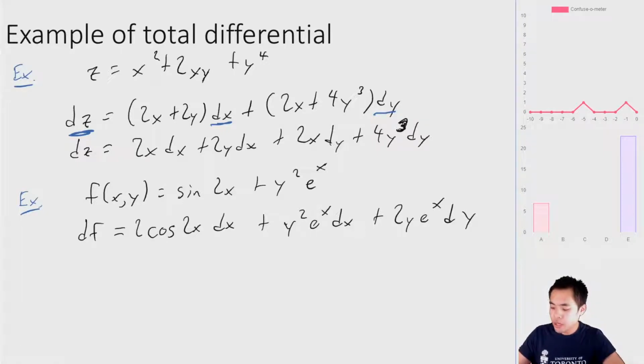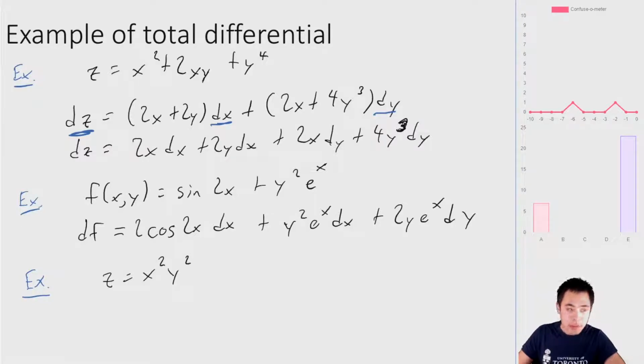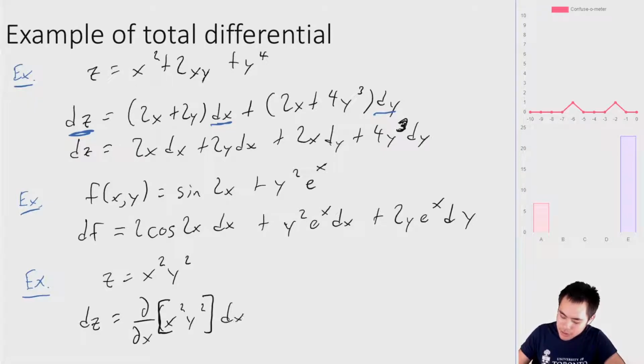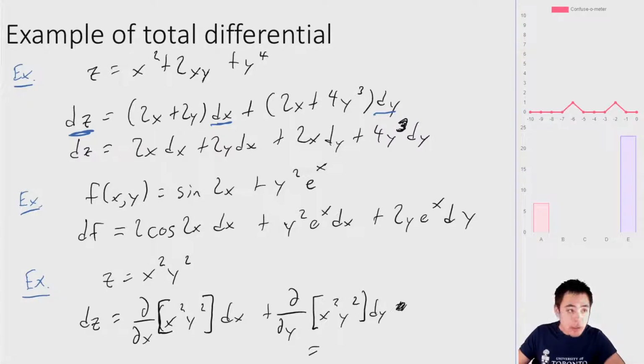Let me do one more, and then we'll go through it a little bit more slowly. If you had z equal to x squared y squared, then dz would be equal to the partial derivative with respect to x of x squared y squared times dx, plus the partial derivative with respect to y of x squared y squared times dy. So this is going to be equal to 2xy squared dx plus 2x squared y dy.